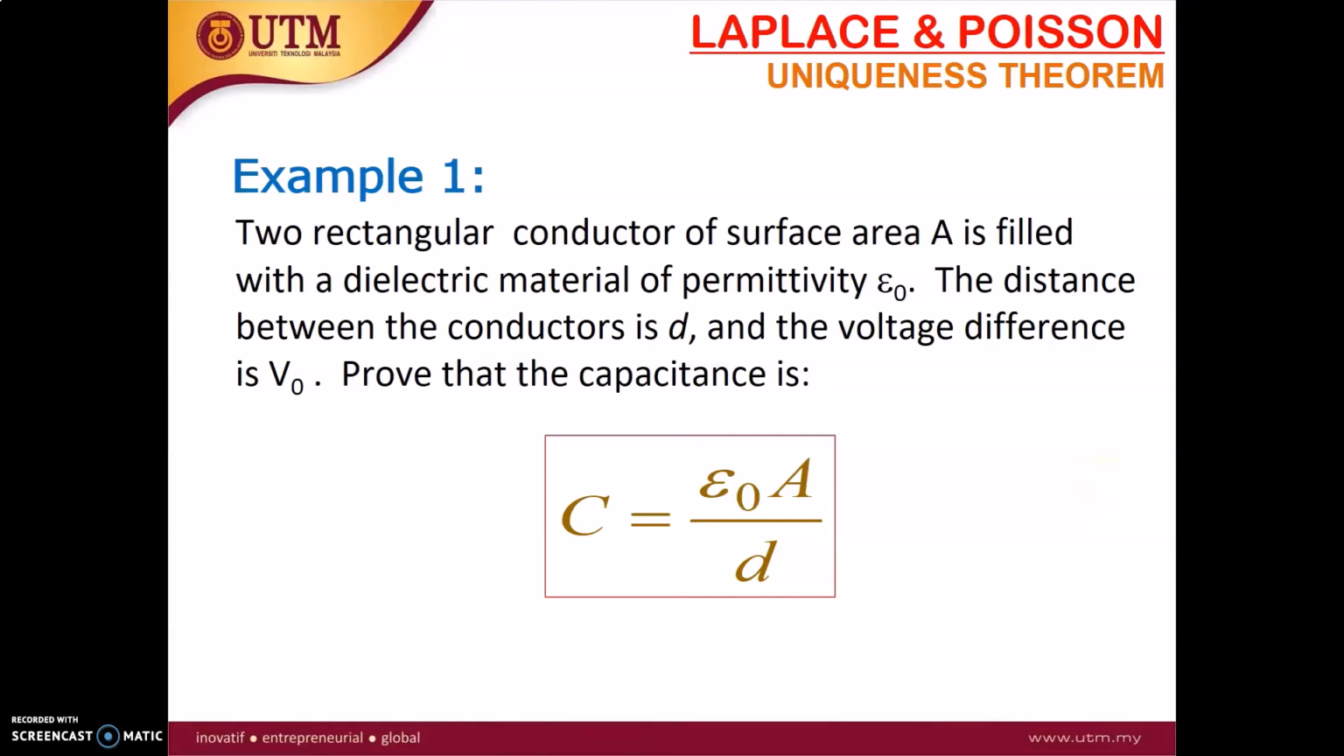Let's see example 1. Let's say you are given two rectangular conductors of surface area A, filled with a dielectric material of permittivity epsilon naught. The distance between the conductors is D and the voltage difference is V naught. Prove that the capacitance is C equal to epsilon naught A over D.